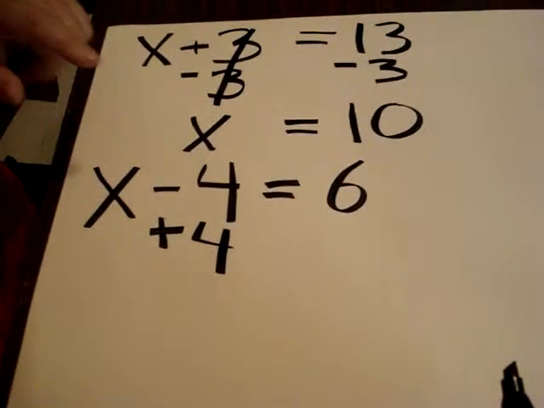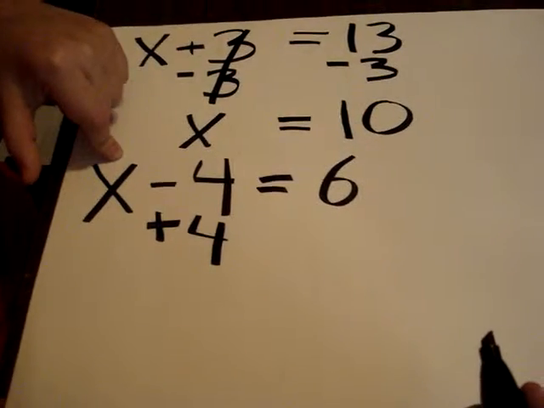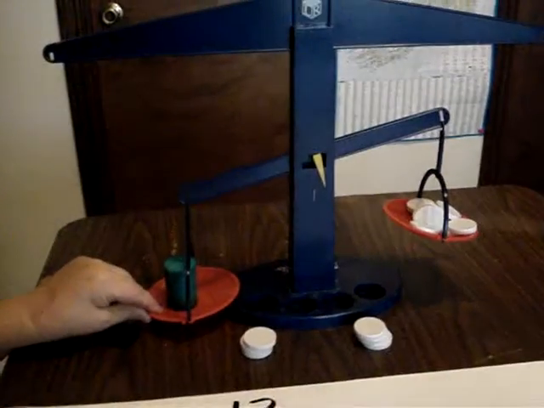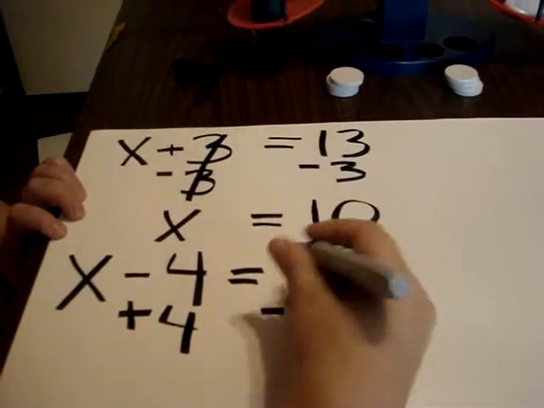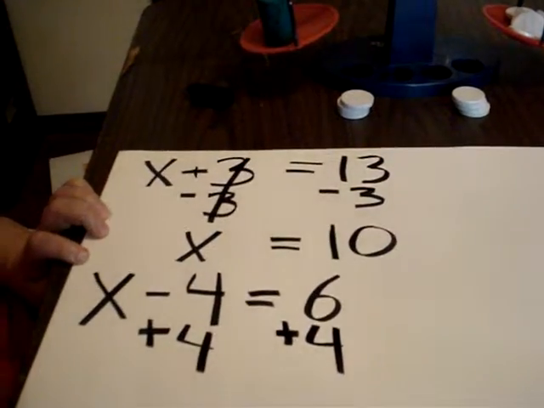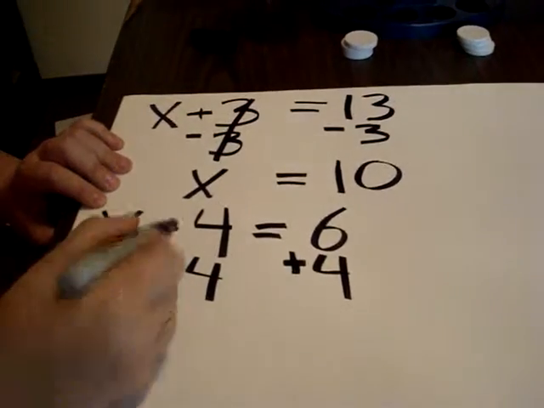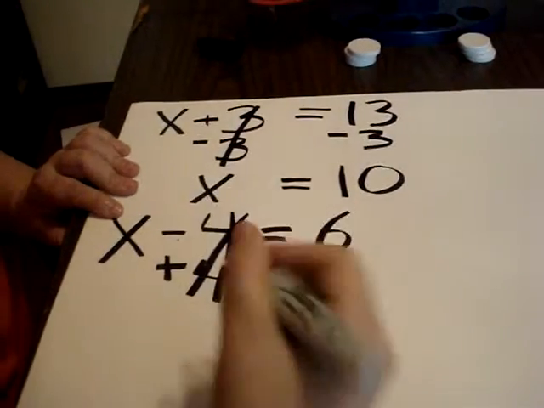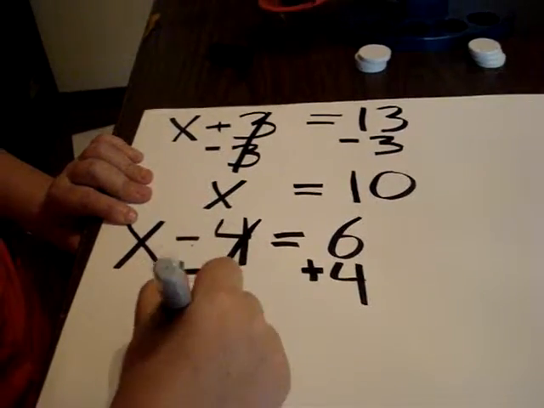And once again, if you do it on one side of the equal sign, you've got to do it on the other side of the equal sign, otherwise it'll be off balance. So let's add 4 to this side as well. Now, minus 4 plus 4 is 0. All we're left with on this side is x.